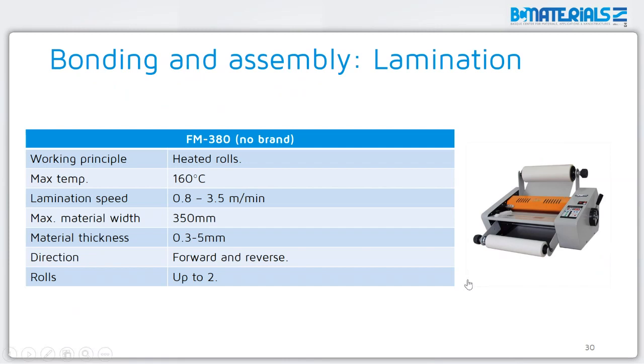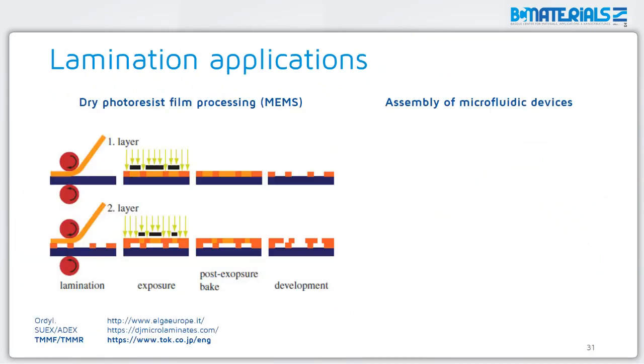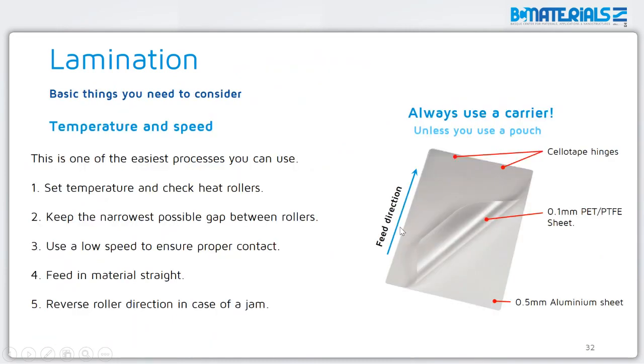And last, the laminator. This is the easiest of the four machines, the easiest to use. Again, it's got two heated rolls, and you can laminate in cold or under temperature. It can heat up to 160 degrees C, and you saw it in action in the previous video. One very interesting application is the use of dry photoresist films. I don't know if you're familiar, but if you're not, please check out these three manufacturers, because it's very nice. And then also the assembly of microfluidic devices, as we saw.